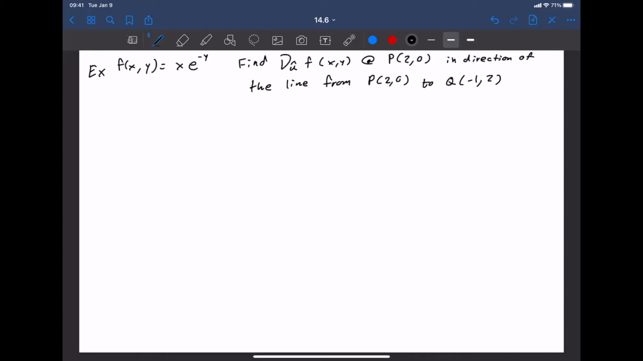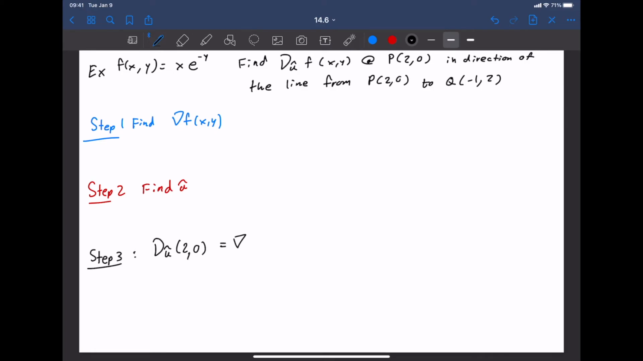Okay, so the first step is still going to be the same, and this should be easier. Step 1: find the gradient of f of x, y. Step 2 is also the same: find the unit vector. You should be able to handle both of these on your own by now. And that means step 3, the profit step, is use that formula: the directional derivative at (2, 0) will equal the gradient evaluated at (2, 0), dotted with the unit vector. Pause the video and try to find as much as you can, unpausing the video when you need hints.